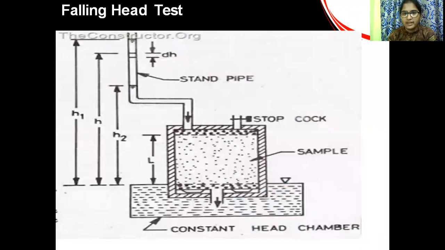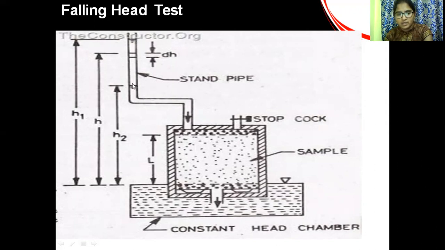And now the variable head, that is the falling head permeability test. The falling head permeability test apparatus has a standpipe. The head will be varied, but in the previous constant head permeability test, the head consisted of a constant head tank. But in this variable head test, the pipes will be arranged so the head will be varied, and the sample will be kept in the mold between two porous stones. The outlet of the pipes will be connected to the standpipe. This is the standpipe.